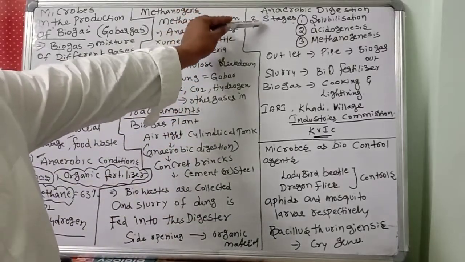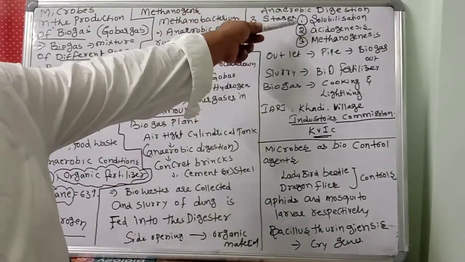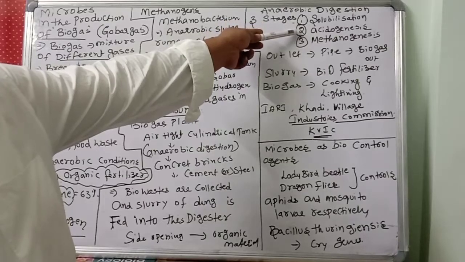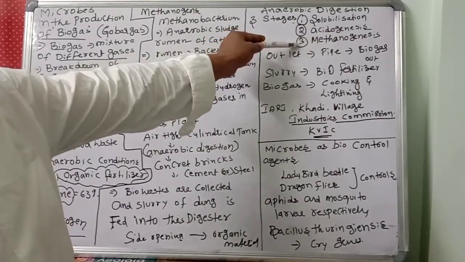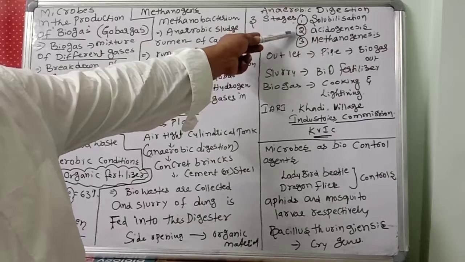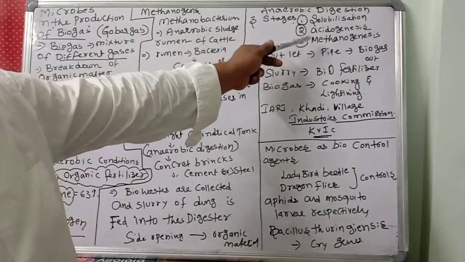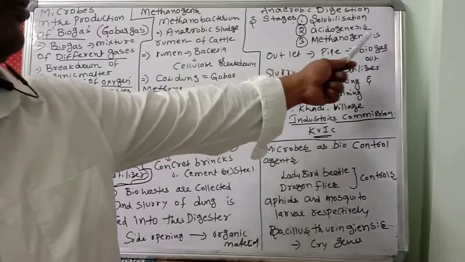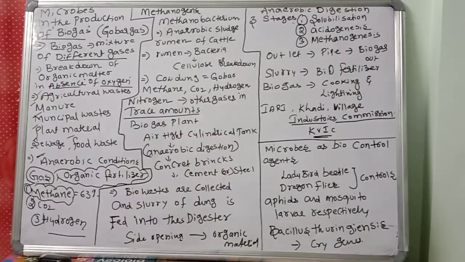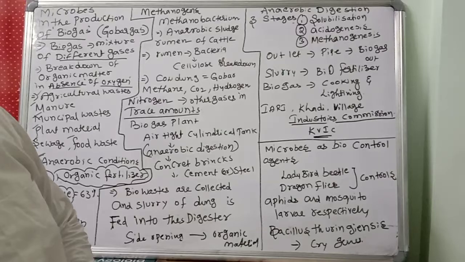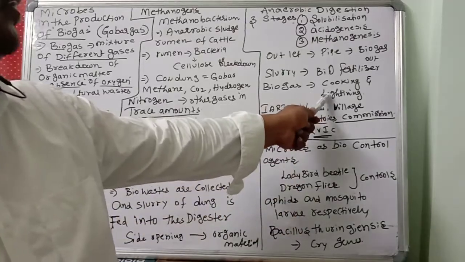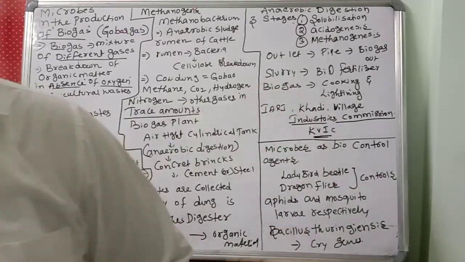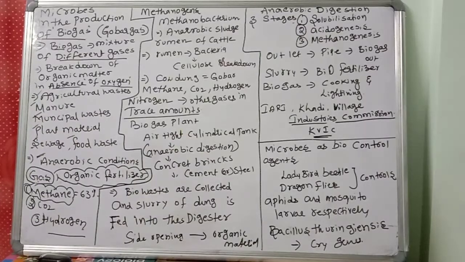Anaerobic digestion takes place in three stages. Number one, solubilization, then acidogenesis, then methanogenesis. So solubilization, acid production, then methane production. After methane production, through an outlet connected to a pipe, we take out the biogas. That biogas we send to homes for cooking and lighting. The remaining waste is called slurry. That slurry we will use as a biofertilizer.